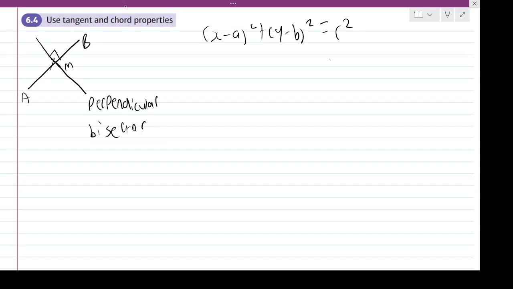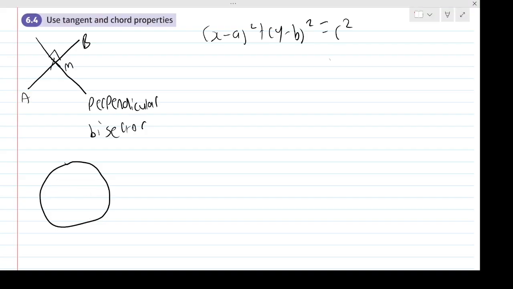Anyway, why is that important again? So chords: in a circle, any straight line inside a circle is a chord. As an example, this would be a chord. That is a chord. That's a chord, and I can keep going. Any line inside a circle is called a chord. So it's just a fancy name for that, a chord of a line in the circle.